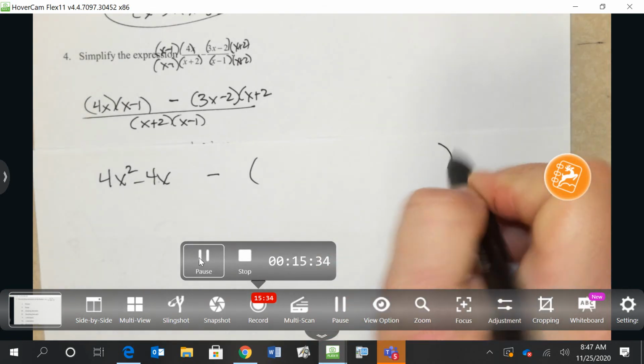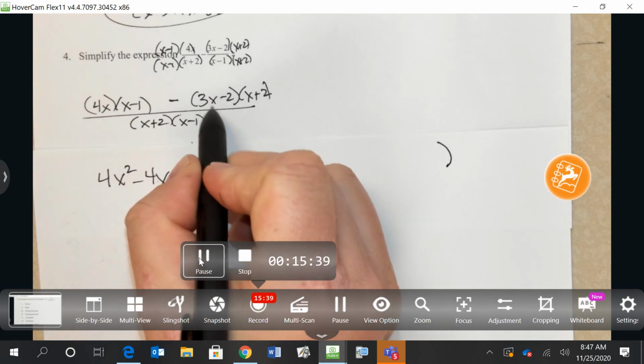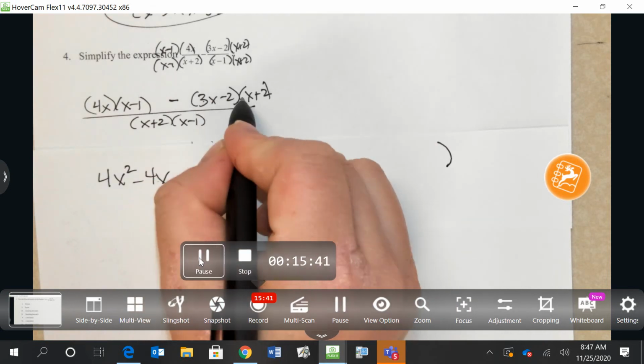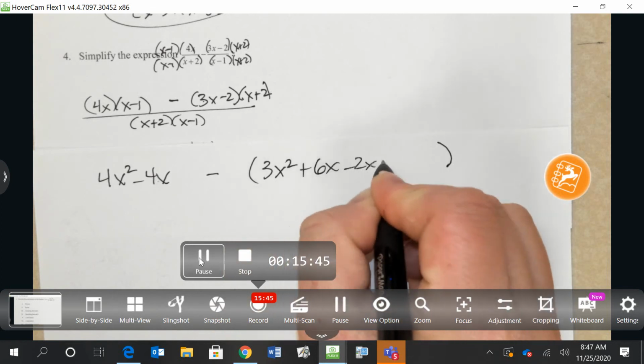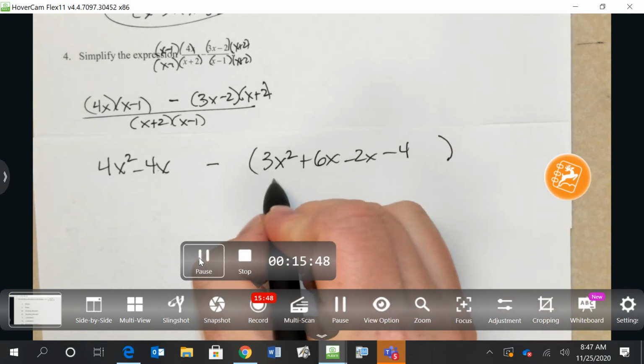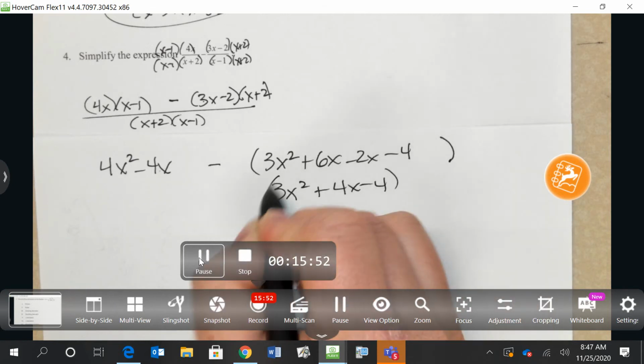The whole way through, everything to the right of it. So let's go through and with me, we're going to FOIL this. Multiplying the fronts, multiplying the outsides, the insides, and the last. Combining like terms, I have 3x squared plus 4x minus 4.